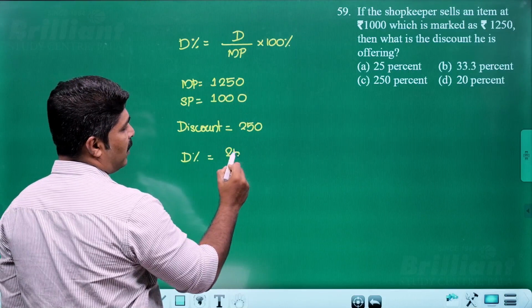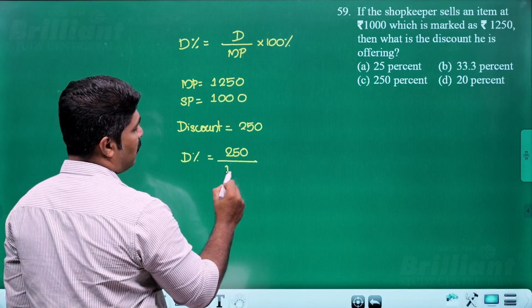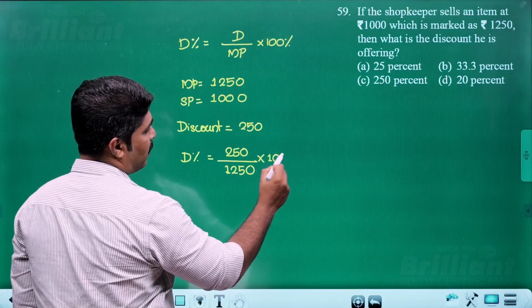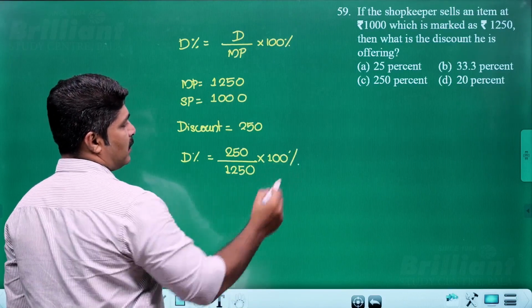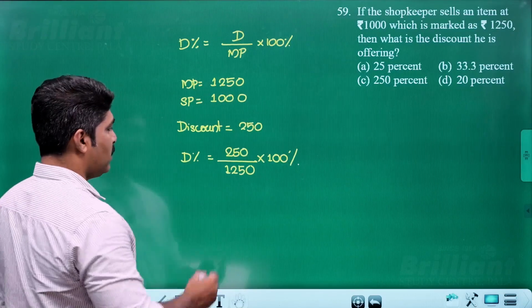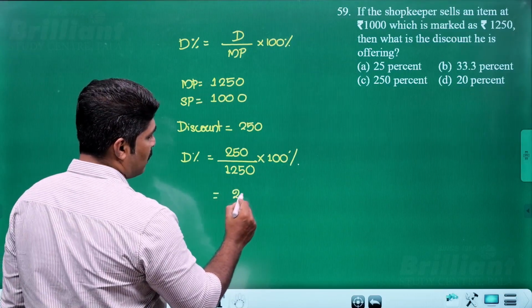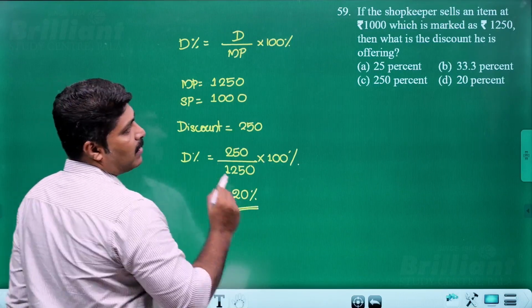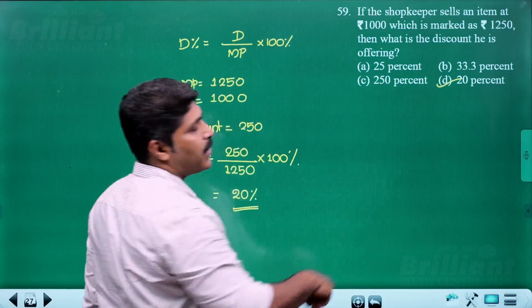Then as per this result, what is the discount percent? This 250 is what percent of 1250? That's it. So directly you can find it. Here we know that 10% of this value is equal to 125. Therefore, it's 20%. It's simple, quite simple. So this is 20%. Otherwise, you just simply divide it. So here, the percentage of discount is 20%.